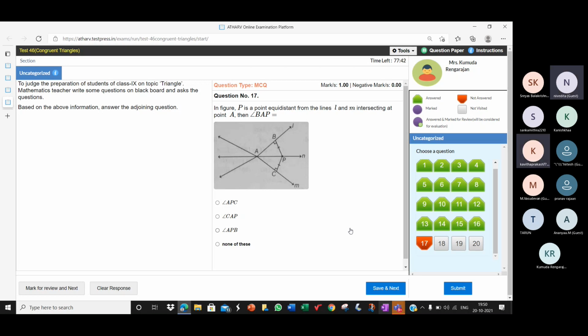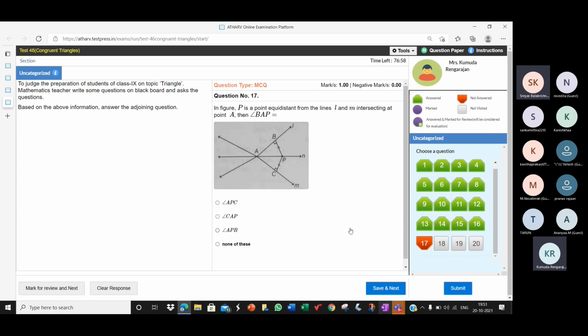Angle BAP is equal to angle CAP, ma'am. But how can we say that BAP equals CAP? Ma'am, if we take triangles ABP and ACP, we can prove that PC is equal to BP, angle B is equal to angle C and AP is equal to AP. So by CPCT we get that angle BAP is equal to angle PAC.